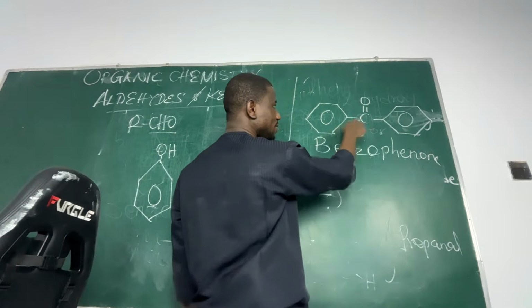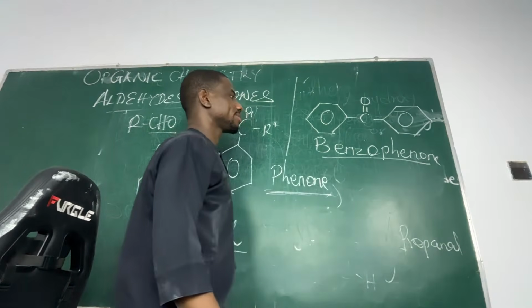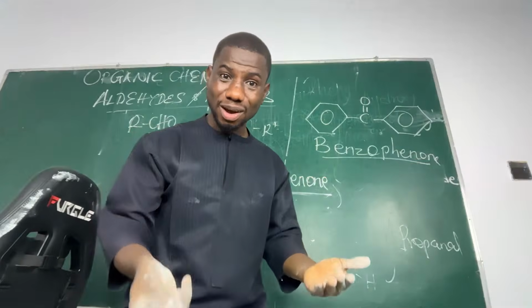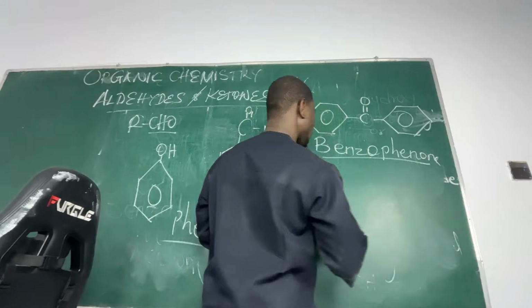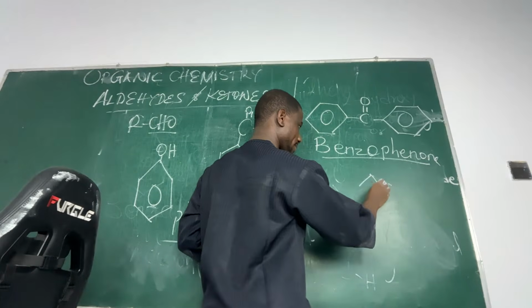This is a phenol. This is a benzene. We call it benzophenone. You now ask, why are we writing in this slanted form? Both of them are correct, but I put it this way just to accommodate space. You can also draw it this way.